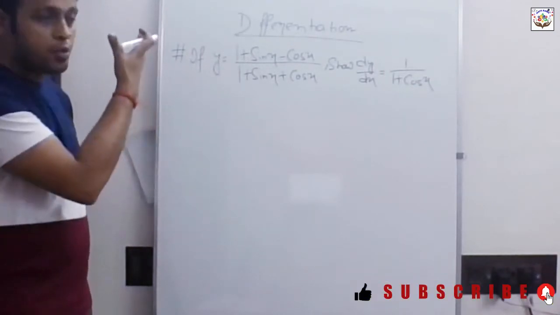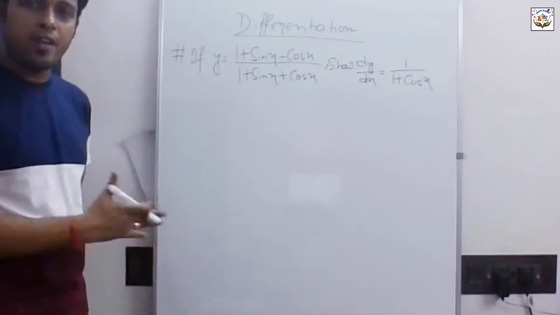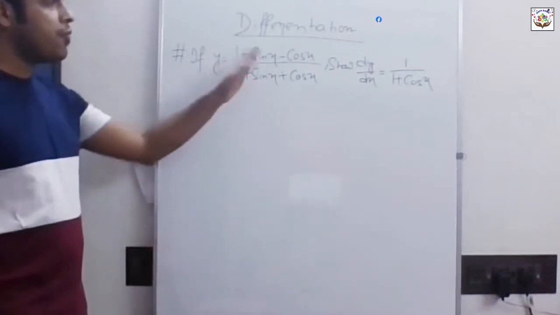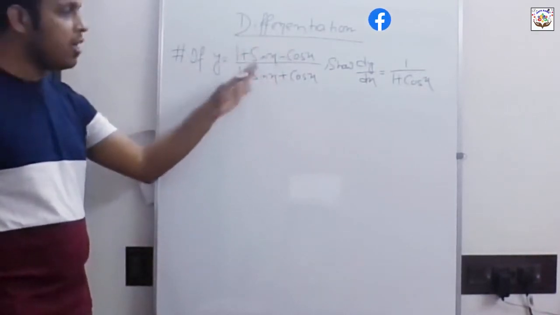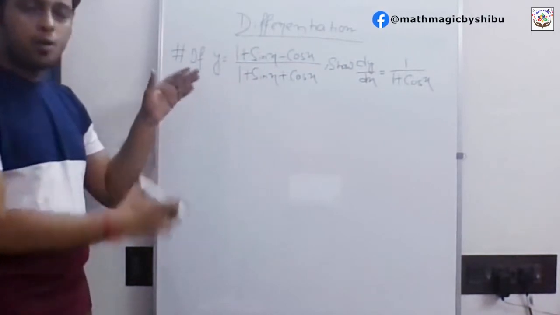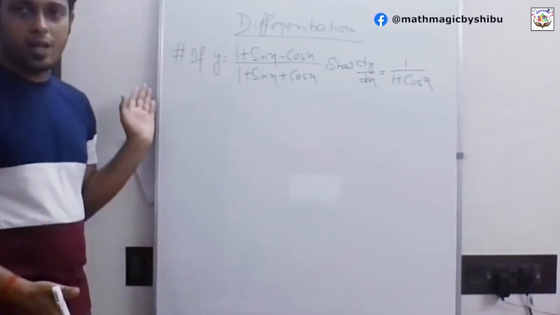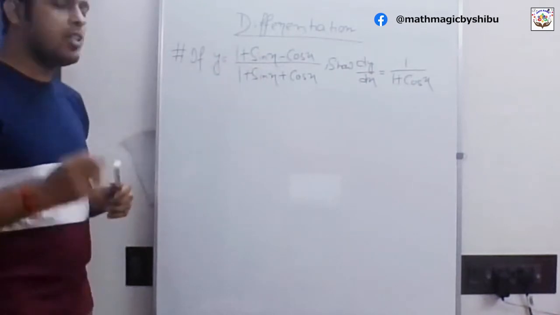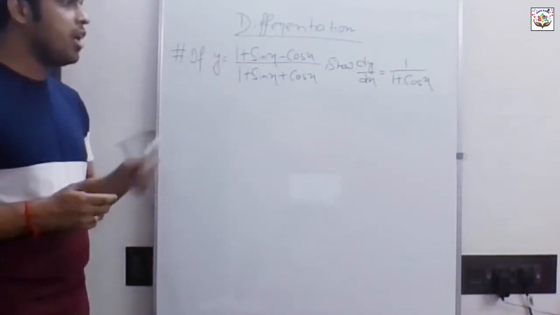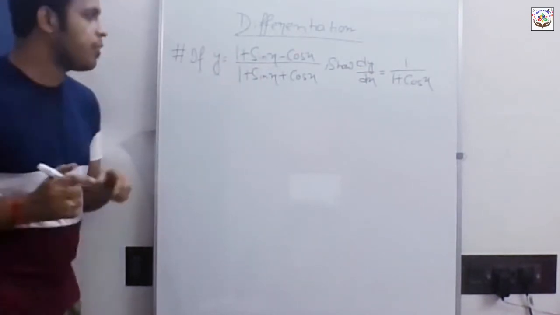Otherwise, you have to stretch the problem very long. Trust me. Because if you apply d/dx of u by v to this problem, it will take your time. It will take you 10 to 15 minutes. But if we apply the basic trigonometry formula, you see how fast we can do the problem.